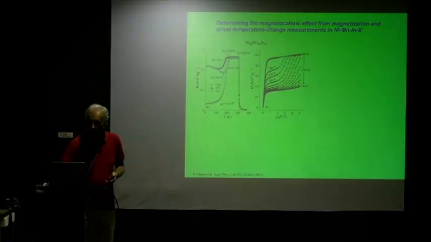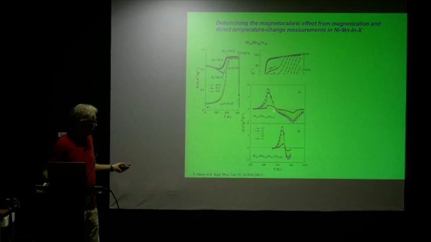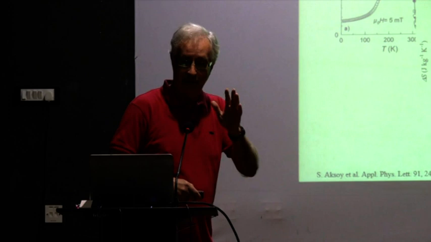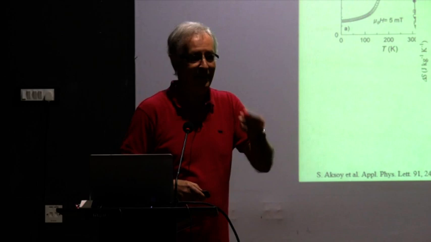So we have this data. This is what I just showed you. This is the entropy change, which we determined from the magnetization. There was a question concerning the entropy change. How do we measure the entropy change? I just want to say that we don't measure the entropy change. We determine the entropy change from the equations. We measure the magnetization. Okay? So the entropy change is not a measured quantity. It's a calculated quantity from the data.